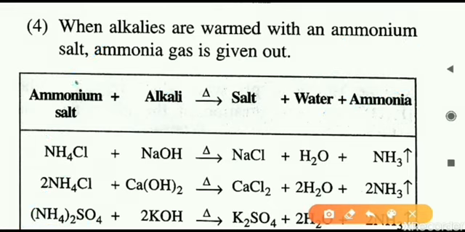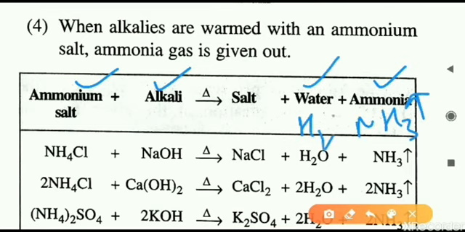So ammonium salt plus alkali, what will the product be? One thing, ammonia gas will be released. Ammonia gas is NH3, that will be released. Second thing, water will be formed. These two things are sure to happen. The next thing is that a salt will be produced. Now what salt will be produced? That will depend on the metal which is present in the alkali.